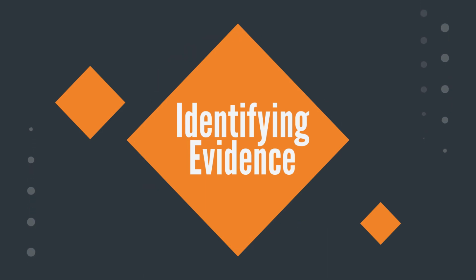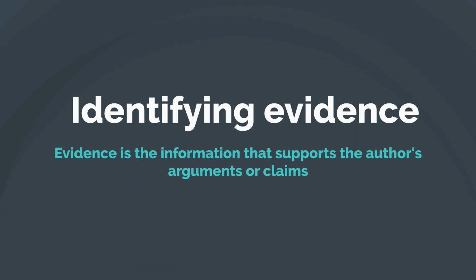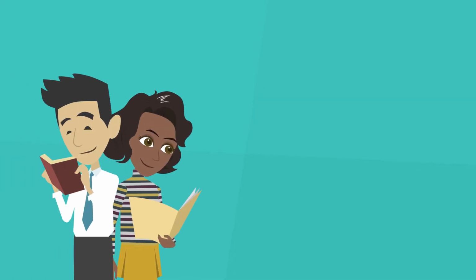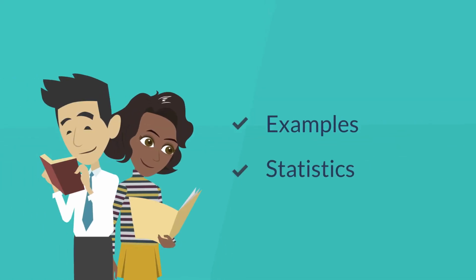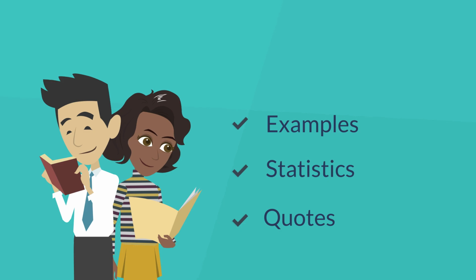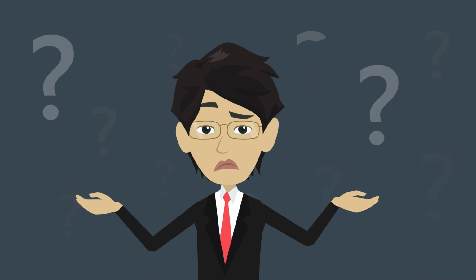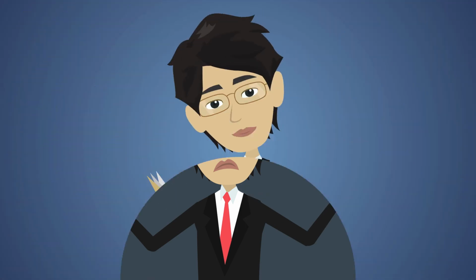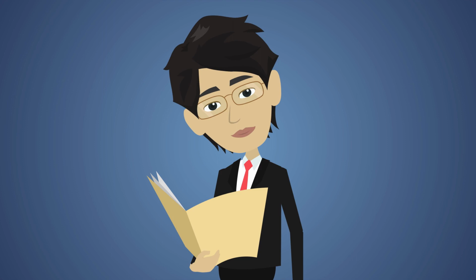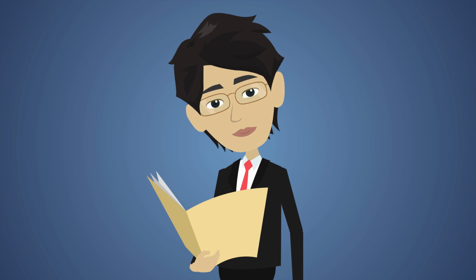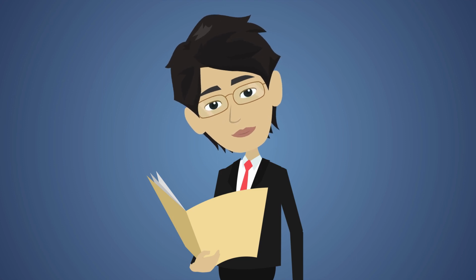Identifying evidence. The final strategy we'll cover is identifying evidence. Evidence is the information that supports the author's arguments or claims. When reading a passage, look for specific examples, statistics, or quotes that the author uses to support their arguments. Ask yourself, what evidence does the author provide to back up their claims? This will help you identify the author's use of evidence and determine how effective it is in supporting their argument.